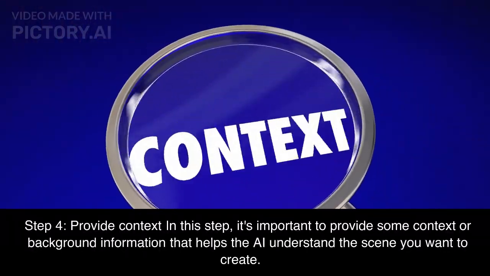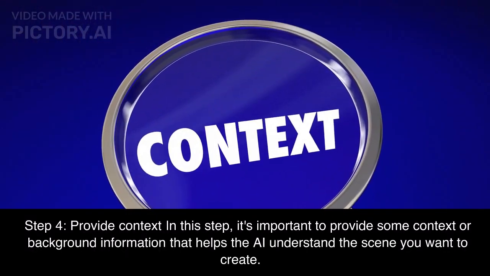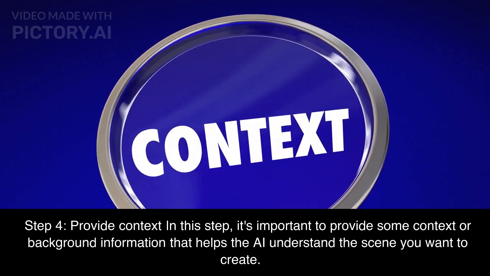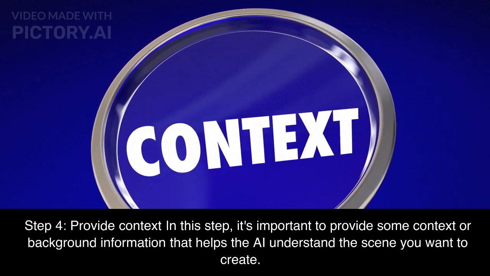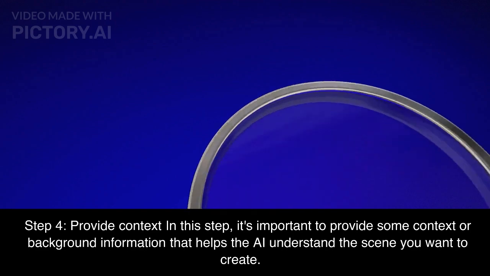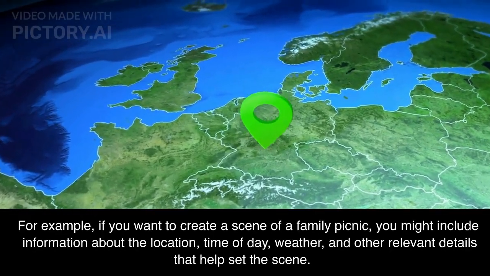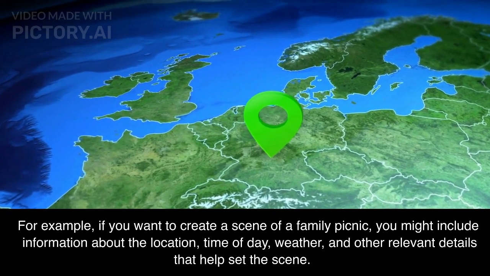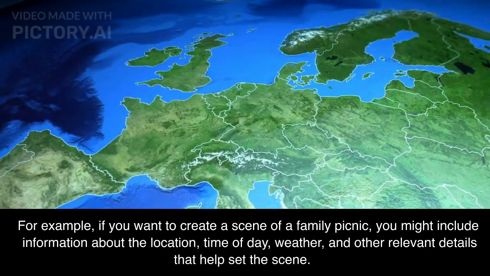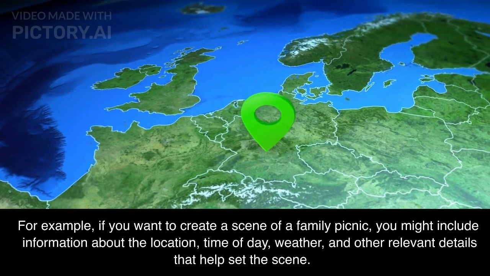Step 4. Provide context. In this step, it's important to provide some context or background information that helps the AI understand the scene you want to create. For example, if you want to create a scene of a family picnic, you might include information about the location, time of day, weather, and other relevant details that help set the scene.